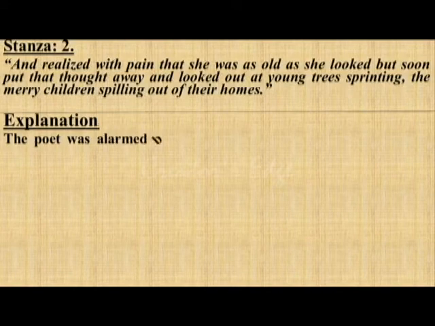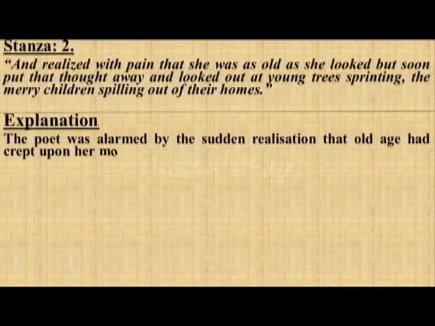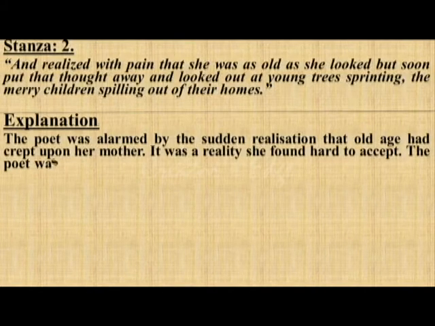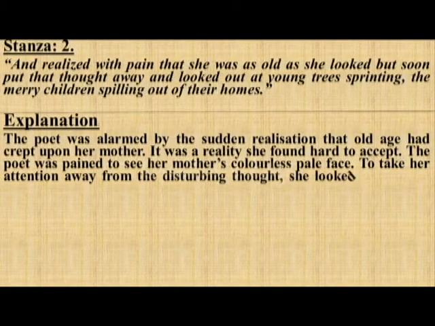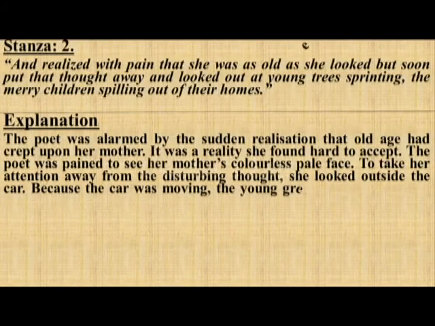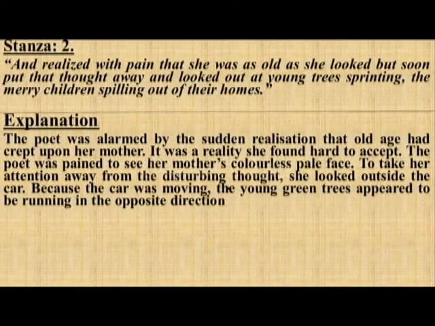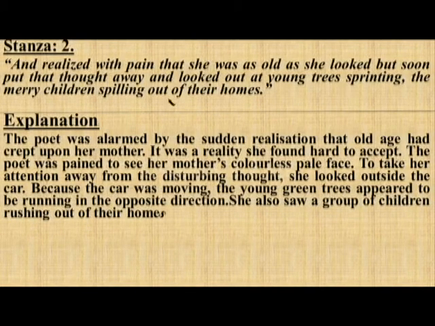The poet was alarmed by the sudden realization that old age had crept upon her mother. It was a reality that she found hard to accept. The poet was pained to see her mother's colorless, pale face, so to take her attention away from the disturbing thought, she looked outside the car. Because the car was moving, the young green trees appeared to be running in the opposite direction. She also saw a group of children rushing out of their homes to play.